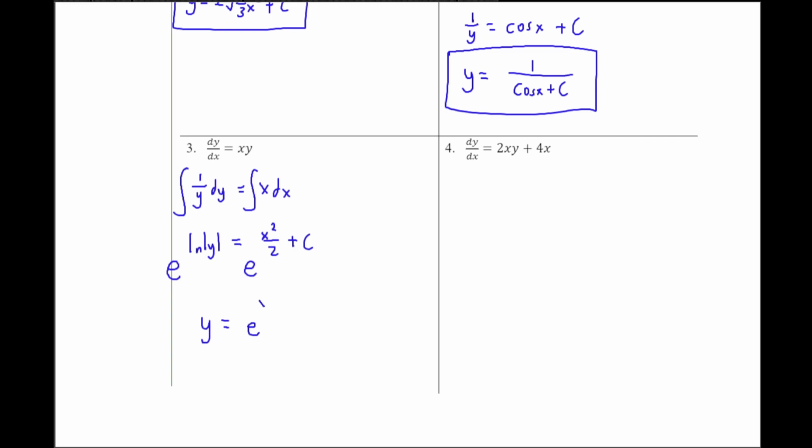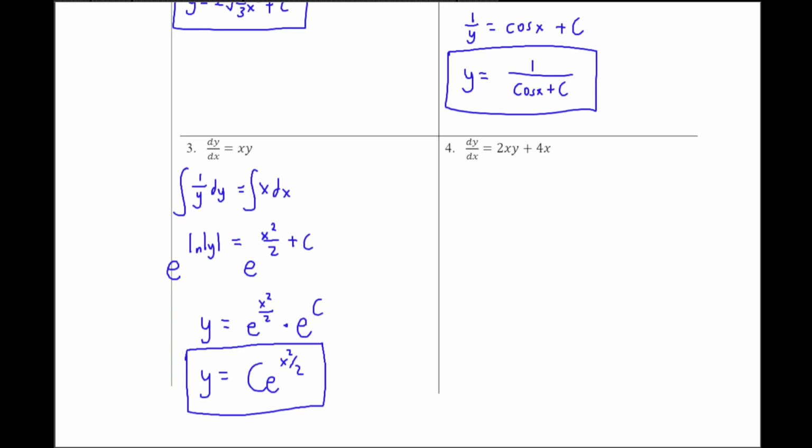Well, it's e to the x squared over 2. And if it's a plus c, you can think about it as multiplying e to the c. And then e to the c, that's just a constant still, so you can rewrite this as y equals c e to the x squared over 2. I'm going quick with these, so if you're confused with how to do some of these, please pause the video and ask your teacher right now.